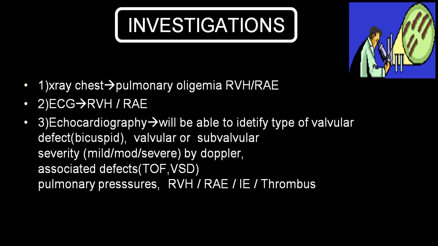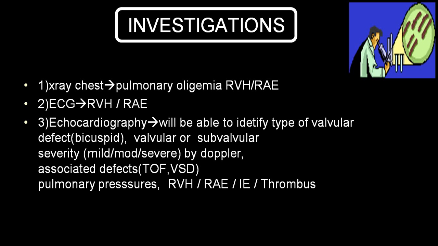ECG will show you RVH and RAE. And if RAE is very big, it might produce atrial flutter fibrillation. And secondary to atrial flutter fibrillation, you can have thromboembolic phenomena ending in pulmonary embolism. And in case of reversal of the shunt, systemic embolization, which we call paradoxical embolization.